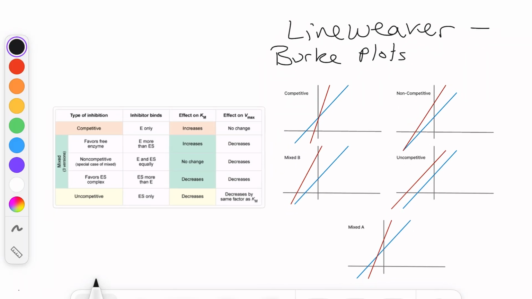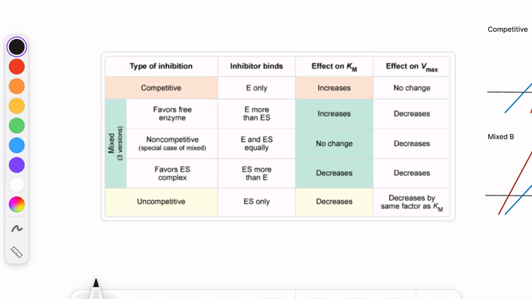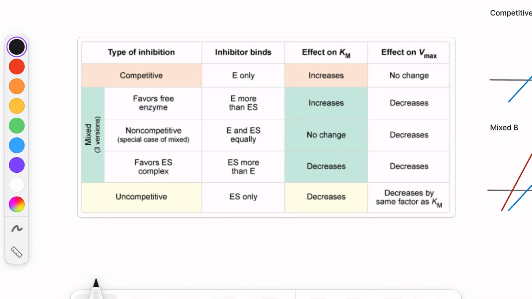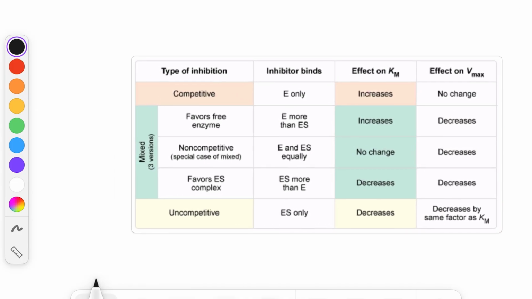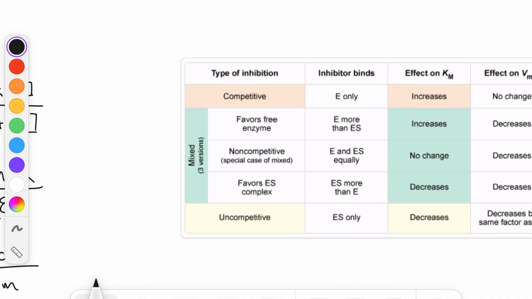Okay, now we are going to talk about the different types of enzyme inhibitors, and we're going to use Lineweaver-Burk plots to help us determine which one is which. So let's look at this table here first. Now, the types of questions that they're going to ask us are to effectively pick out which inhibitor is which based on given context.